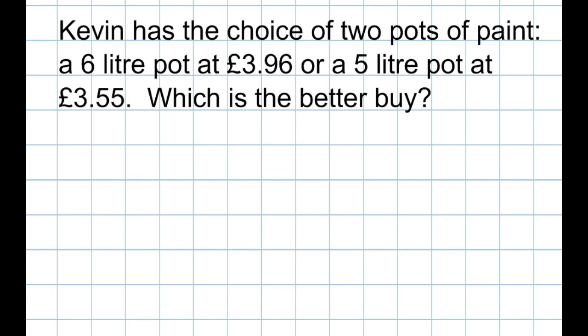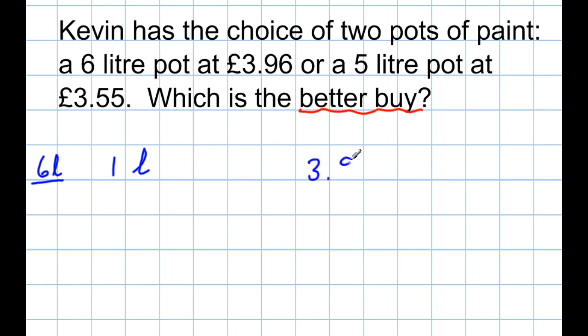The next one we're going to look at is a best buy problem. Kevin has a choice of 2 pots of paint, a 6 litre pot at £3.96 or a 5 litre pot at £3.55. Which is the better buy? How do you go about these? Better buy, what they're talking about? Well, we work out the cost of 1 litre for each pot. So, what does it cost to buy 1 litre of paint if you buy a pot of 6 litres? Well, remember that pencil question? If 6 litres costs £3.96, how much does 1 litre cost?